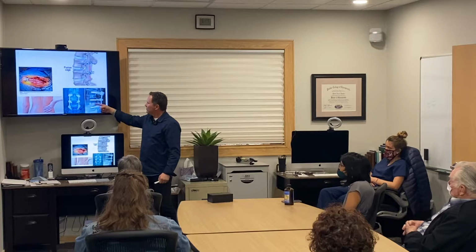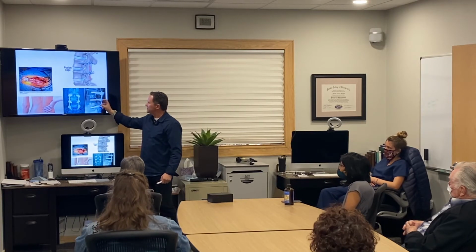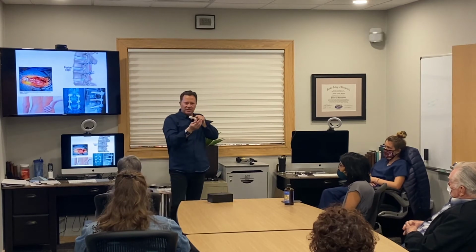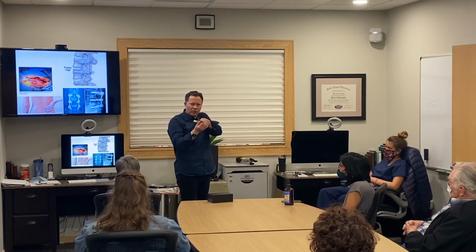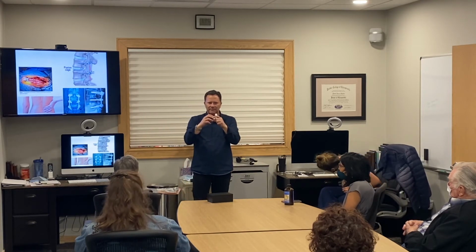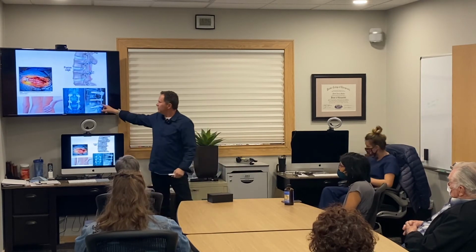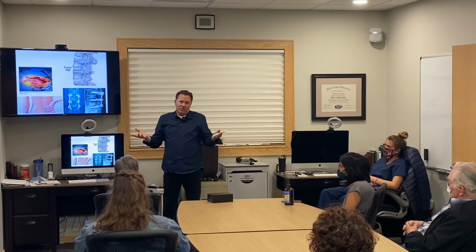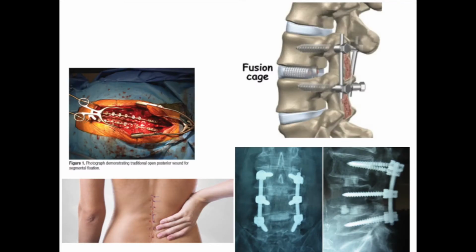When you see these white blocks of space in the disc area, this is when they do injections. They'll inject and squirt in cement. They call it cement, and it forms almost like a bone. So when you do this, this disc now doesn't move. It's like a shock absorber, all right? And now it doesn't move. So what happens to the disc above and below? It has to accommodate. It has to make up the difference for the lack of motion of this disc.